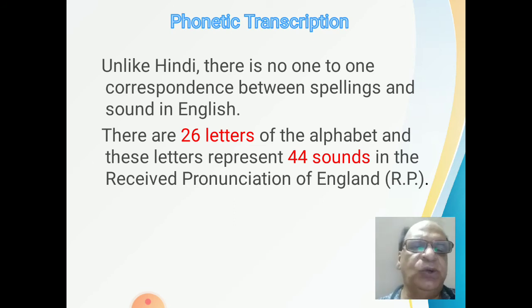In English, there are 26 letters of the alphabet. This you all know. And these letters represent 44 sounds. Look at this. The number of sounds is much more than the letters in English. So these 44 sounds are in the received pronunciation of England, that is RP. This is the standard English that we know. Every language has its standard form. So this is the thing that we are going to study because it is the standard language.